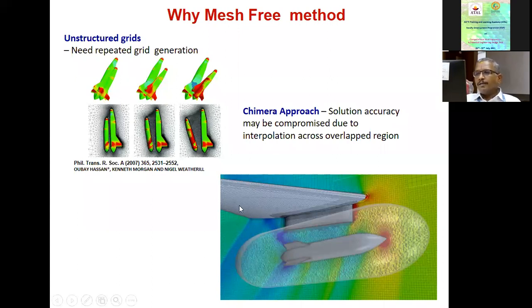impossible. It is possible, but if one looks into structured grid, then at every time instant when this body is separating from the parent aircraft, you need to continuously generate grids, whether it is structured grid or unstructured grid. So it would require a lot of effort. So people came up with something called the chimera approach.